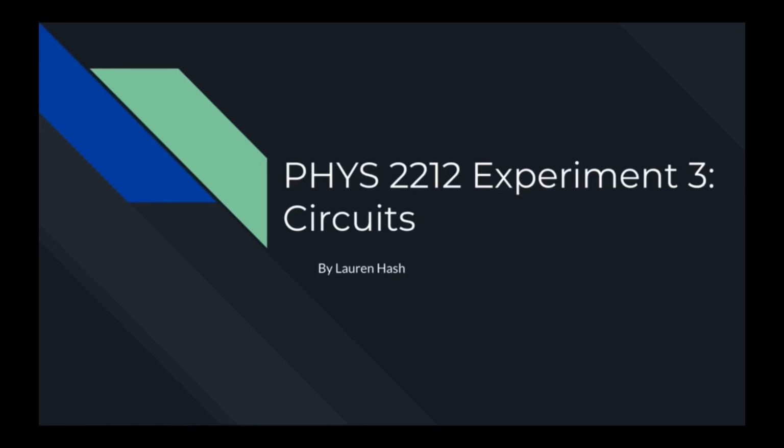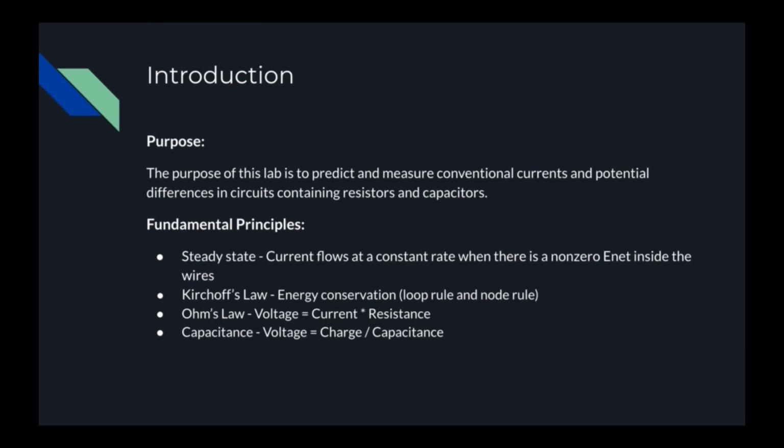Hello everybody, welcome to Physics 2212 Experiment 3 Circuits. The purpose of this lab is to predict and measure conventional currents and potential differences in circuits containing resistors and capacitors. Some fundamental principles necessary for this lab are the steady state assumption, which is that current flows at a constant rate when there is a non-zero E net inside the wires.